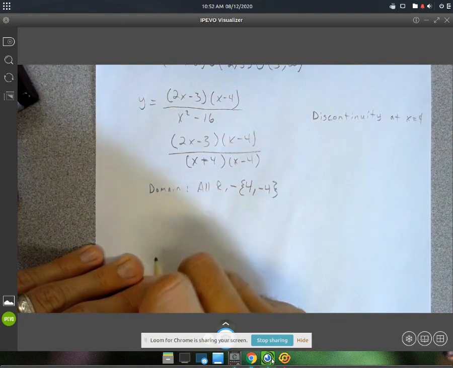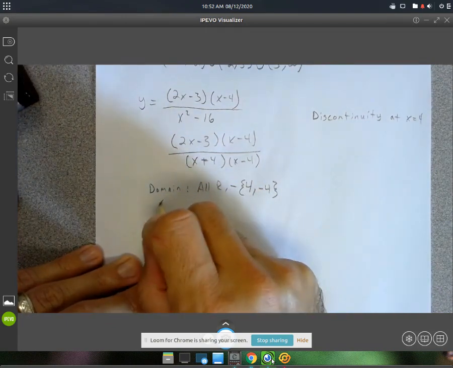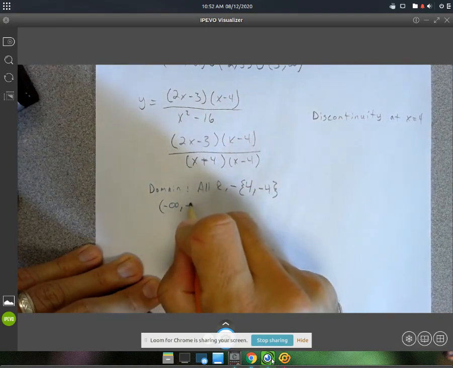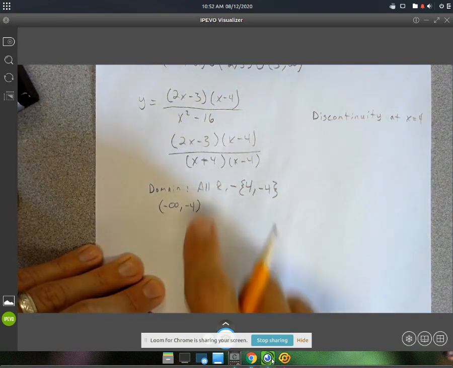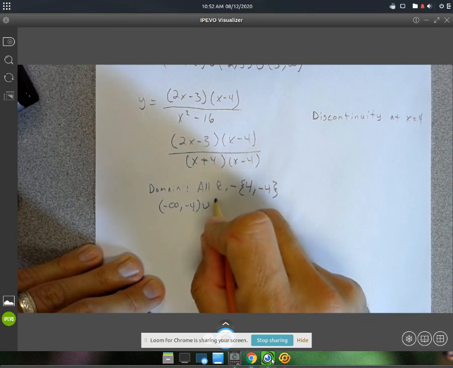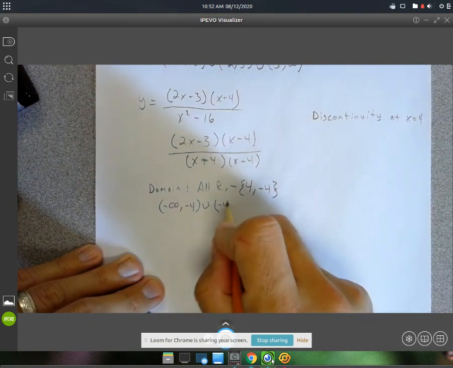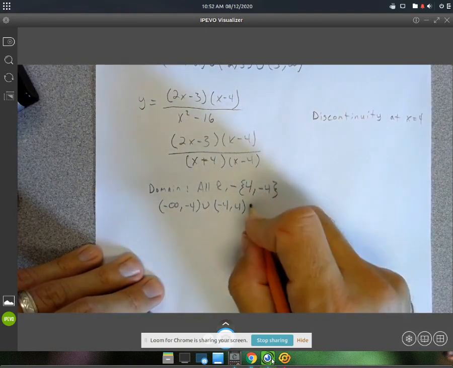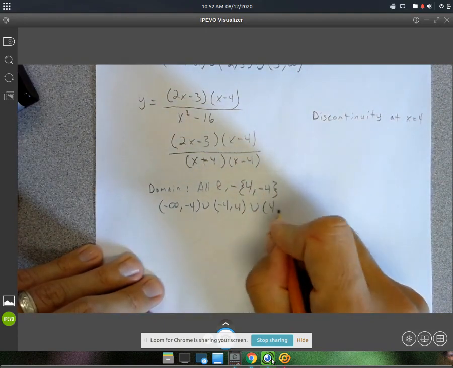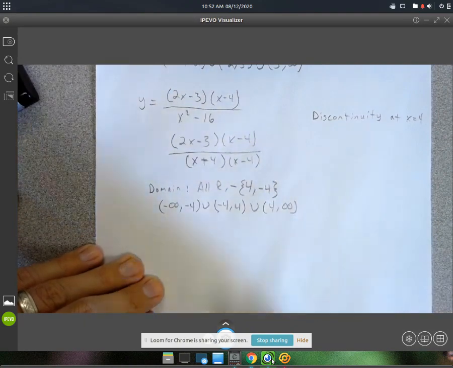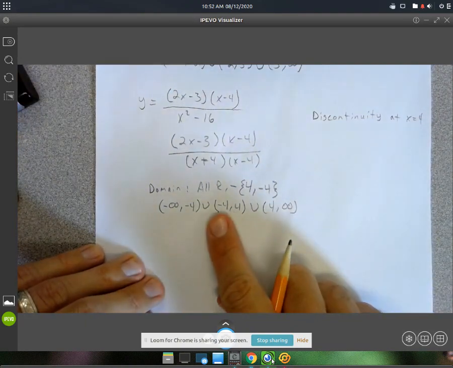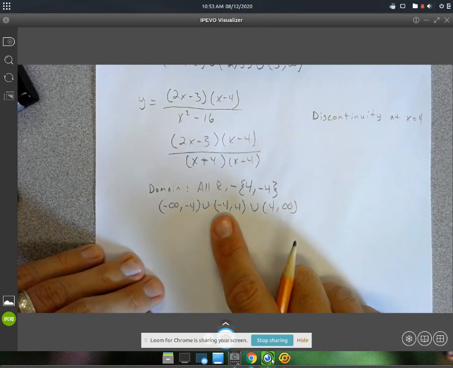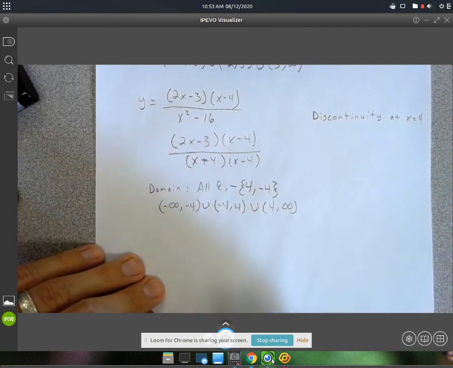So if we wanted to write that in interval notation here, I'll give you another example. It'd be all the numbers before negative 4. And then union that with all the numbers between negative 4 and 4. And then we would union that with all the numbers after 4. So these are parentheses on the 4s and negative 4s because we're not allowed to include those endpoints, right? Because if we did include them, it would give us a 0 in the bottom.